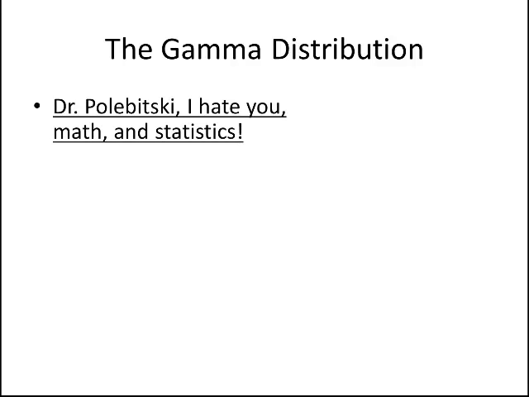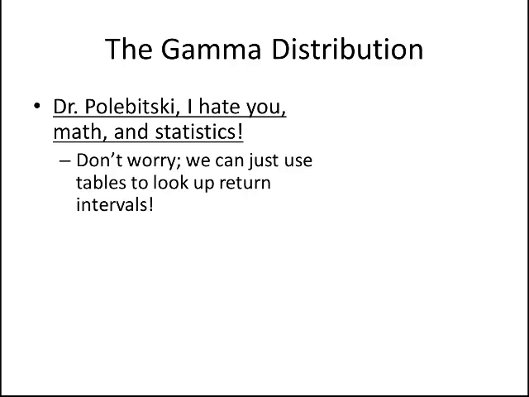Okay, so the last couple parts here, the gamma distribution. First, I know that you're probably upset with me, but don't worry. It seems like we have a lot of different parameters, and it gets confusing, but it's really not. Most of this stuff we can just use tables and look up, and we use our return intervals, so things we already know.